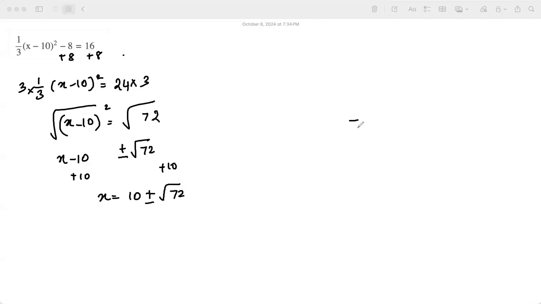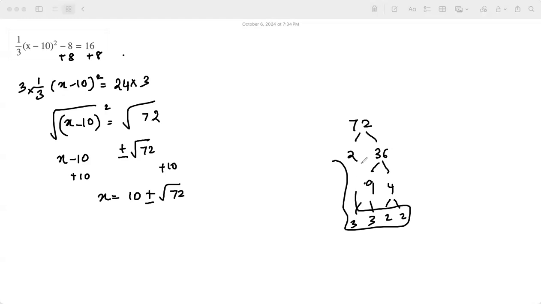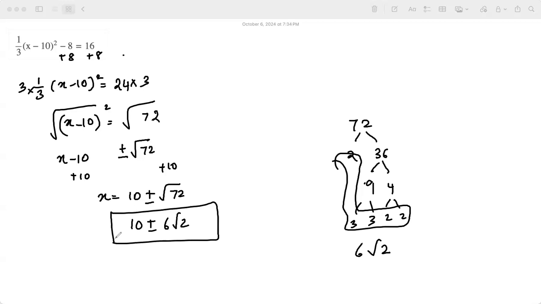What is the 72? 72 is a big number. That's not fine to have it like that, right? Though here 9, 4, 2, 2, 3, 3. So this is what it is, right? So I get 3 and 2 outside, 6 square root of 2. Now what happens? This is 6 square root of 2, 10 plus or minus 6 square root of 2. Sahil and Anirudh, did I help you understand or no yet? You can feel free to say no. No, I got it. I understand it now.